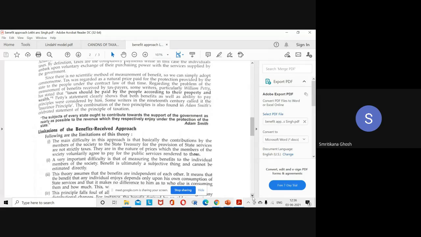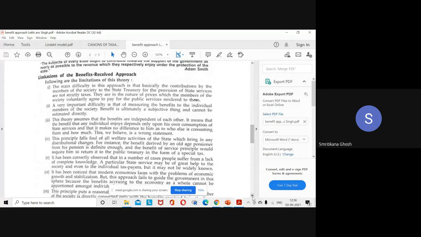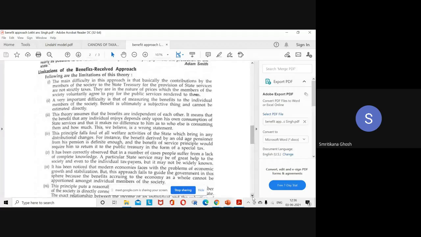So, everything is changing. The benefit changes over time, across the nation, across the area, and among individuals. That is why that approach is not so realistic. There are so many criticisms and limitations. You can go through it. The basic thing is this. I'm reading, for example, number 5.